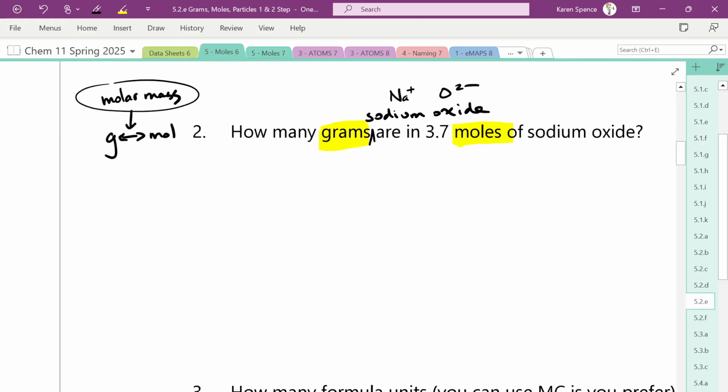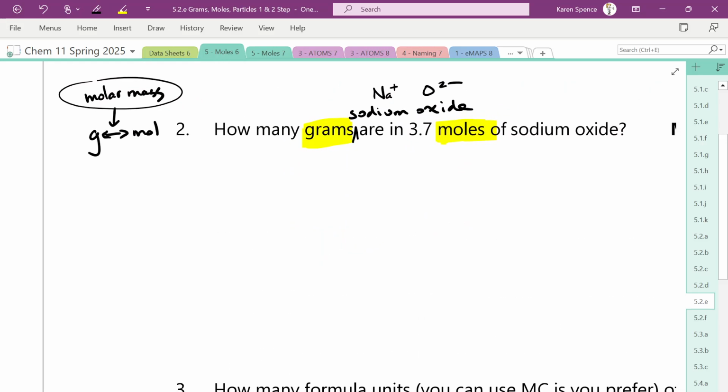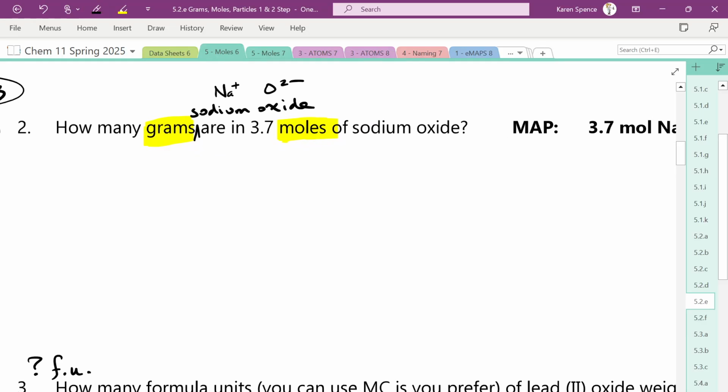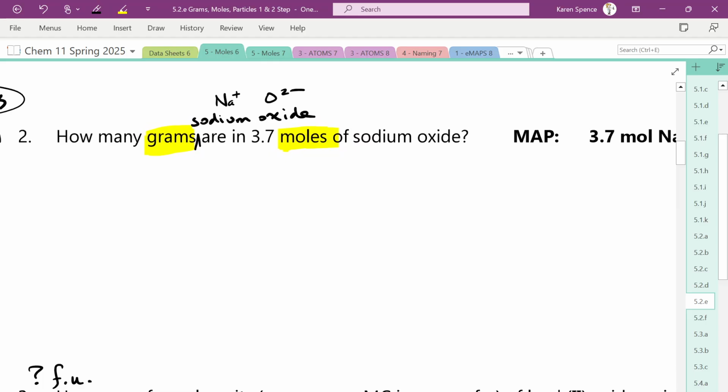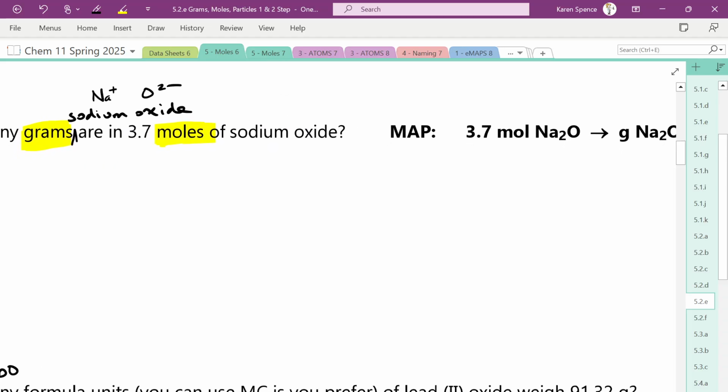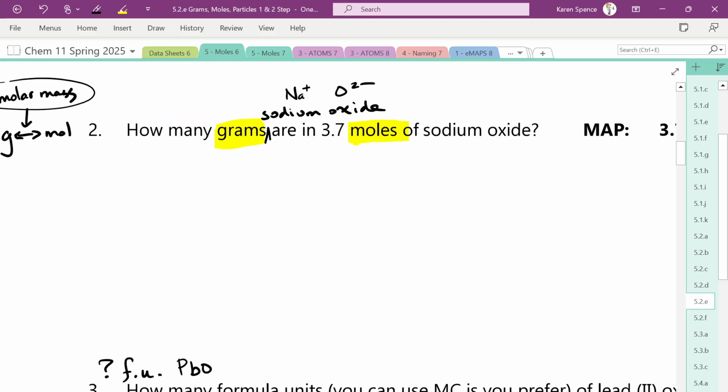Now, here, how many formula units, you can use molecules if you prefer, of lead oxide? So how many formula units of lead oxide, lead 2 oxide, which is PbO, weighs 91.32 grams?